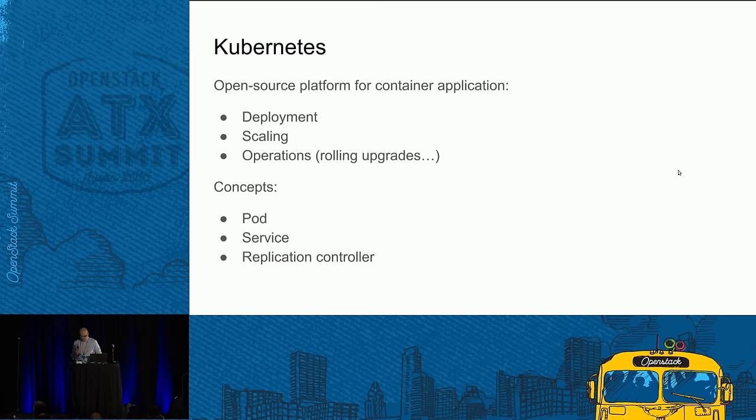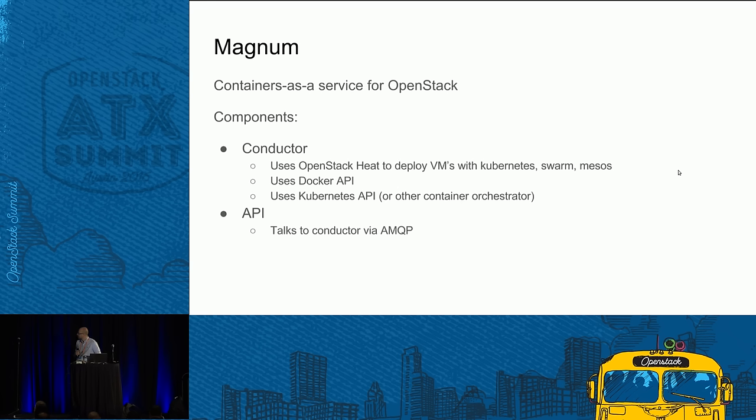Okay, so that's a quick intro into Kubernetes. So now Magnum, like I said, is abstracting different container orchestration engines. It started off with Kubernetes. That's why we're doing Kubernetes today. Later Swarm was added, and now Mesos is in there. So it utilizes the Docker API and Kubernetes API. That's what they use for communicating with those orchestration engines.